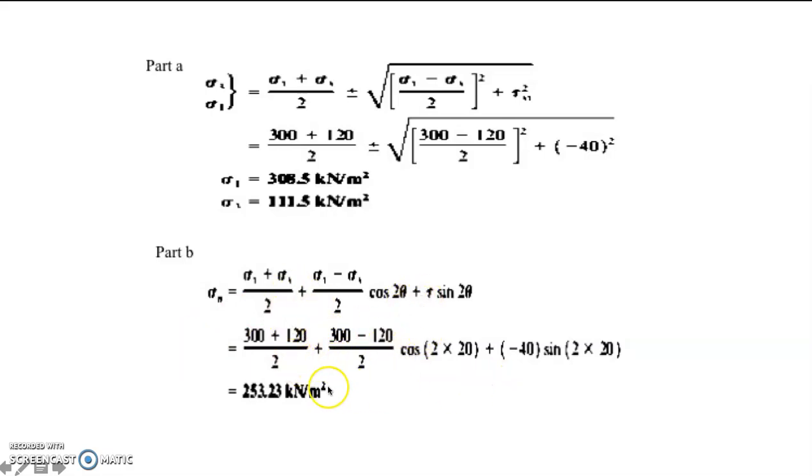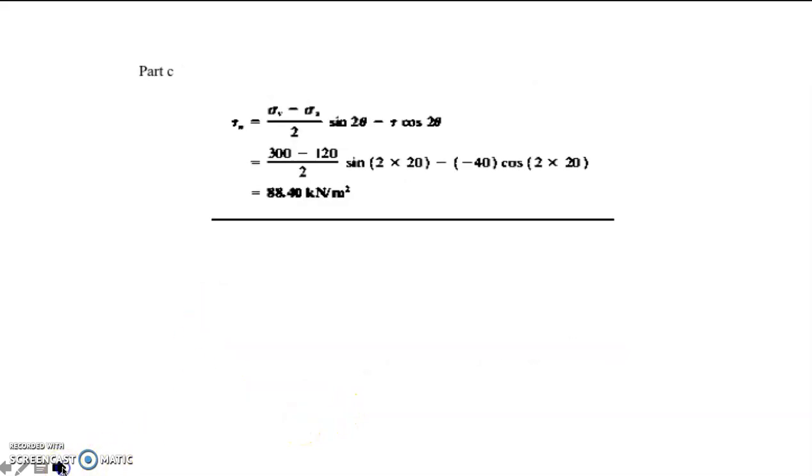When you simplify, it gives us this value, 233.23 kilonewton per meter squared. This is now our normal stress. For our shear stress, this is the equation. You substitute the values for sigma sub y, sigma sub x, as well as the value for theta. And the shear stress is equivalent to 88.40 kilonewton per meter squared. So we have now solved our unknown data for sample number 1.